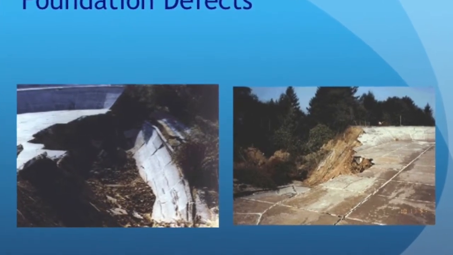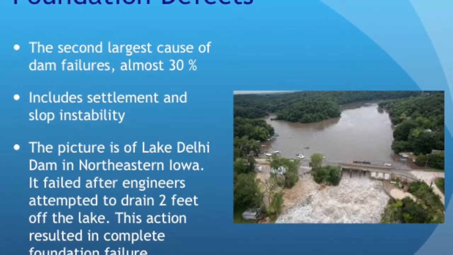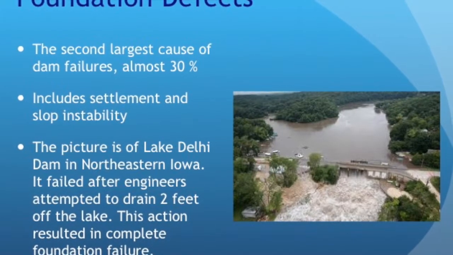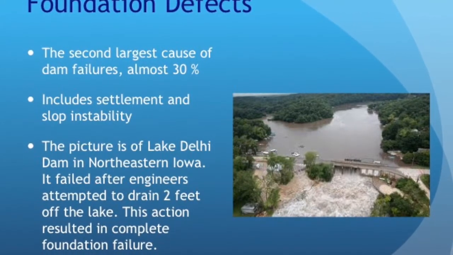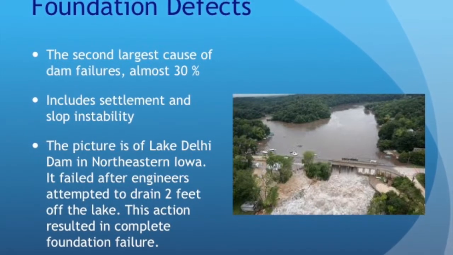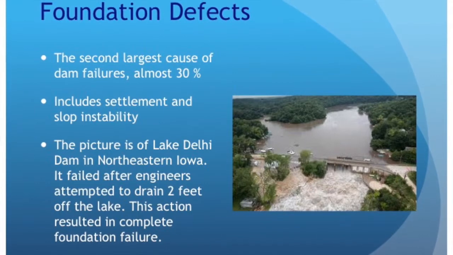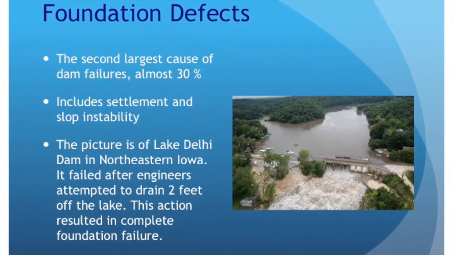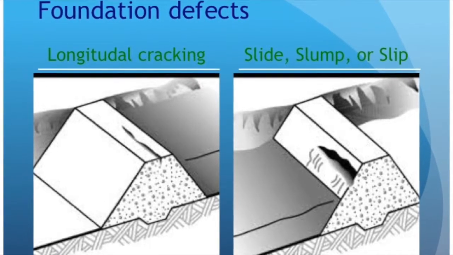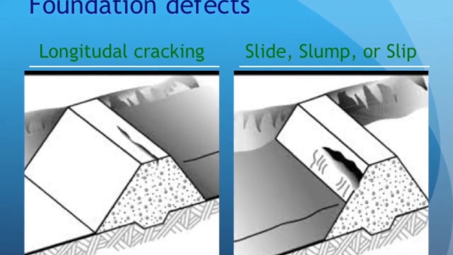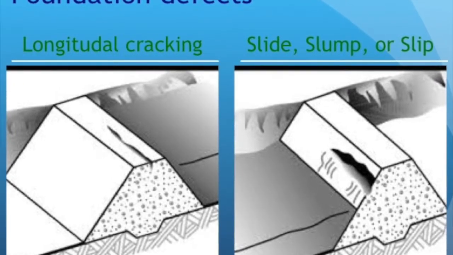Foundation defects. Foundation defects are the second largest cause of dam failure, almost 30%. They include settlement and slope instability. This picture is of Lake Delhi Dam in northeastern Iowa. It failed after engineers attempted to drain 2 feet off the lake. This action resulted in complete foundation failure. Illustrated here are 2 different types of foundation defects: longitudinal cracking on the left and slide, slump, or slip to the right.